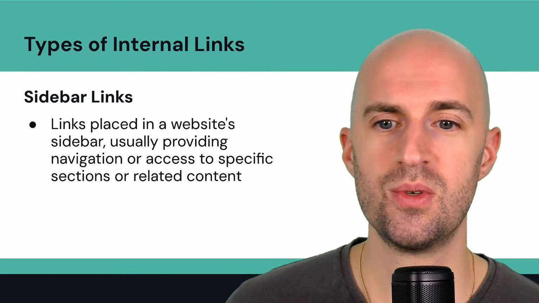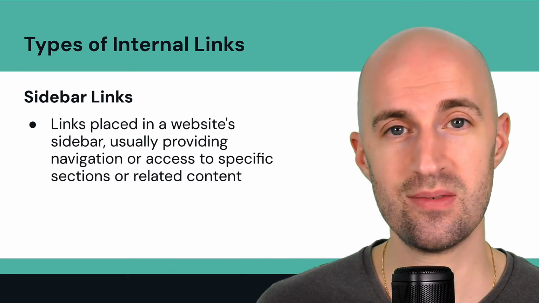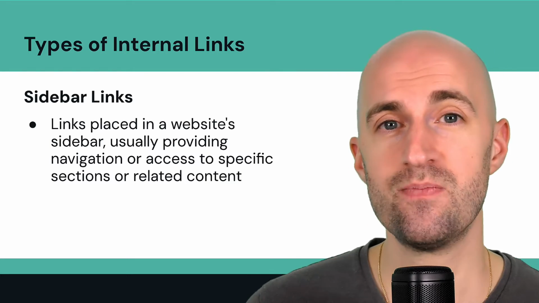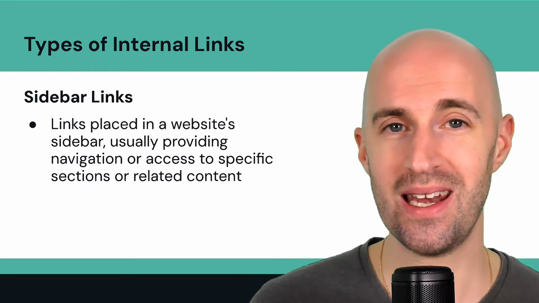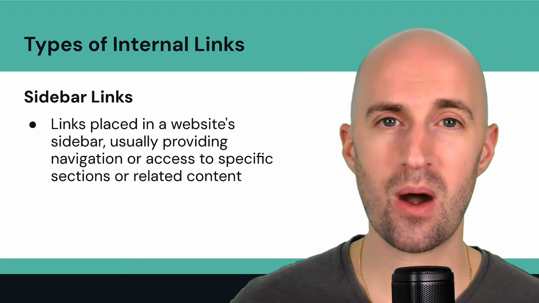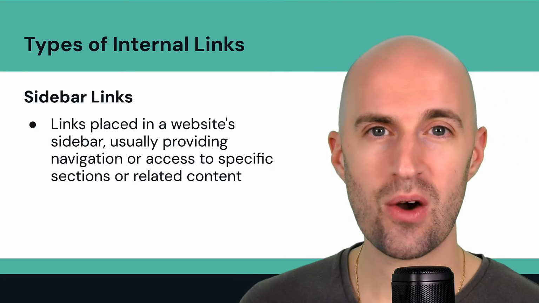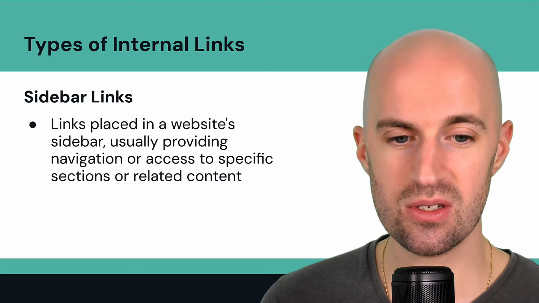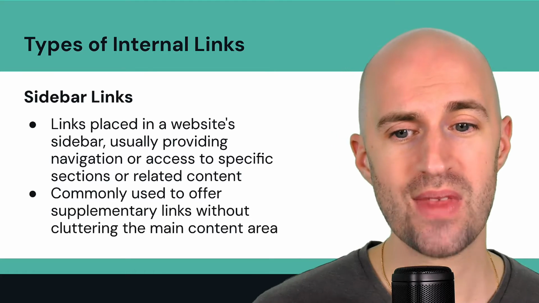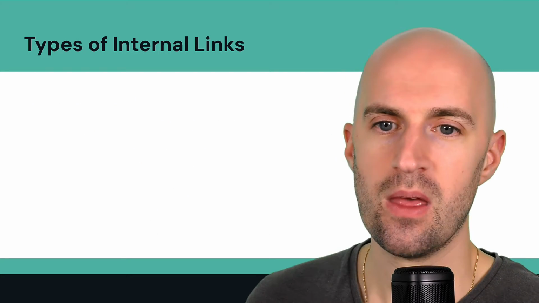Sidebar links. Links are placed on a website sidebar on the left or the right side. It doesn't really matter, it depends on the site. It usually provides navigation or access to specific sections or related content. So let's say you're on a specific category page. It might have a sidebar with specific links that relate to that category, narrowing in on more detailed subsections of the site. It's commonly used to offer supplementary links without cluttering the main content area, the core area with the actual content.